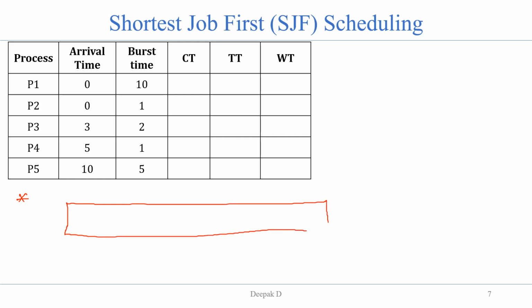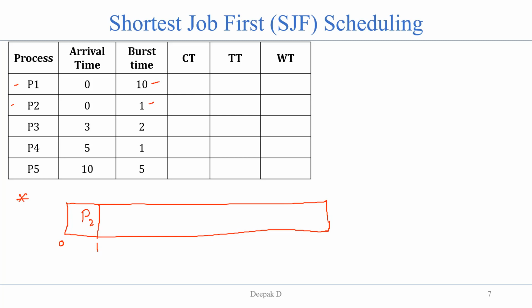When you see the processes here, two processes have arrived at the same time, P1 and P2 at the 0th second, and the burst times are given as 10 and 1. You need to pick the process which has the shortest burst time. So I start with process P2 executing from the 0th second till it completes, because it is the shortest job and it is non-preemptive. So I complete the execution of P2.